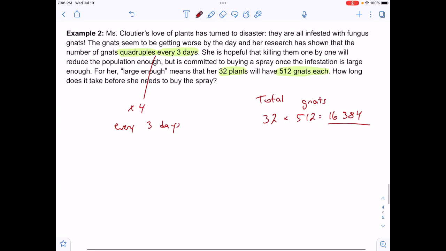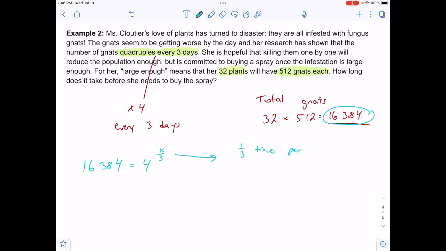Let's set up our equation. We're trying to figure out when the total population is going to hit 16,384. So I take my base, which is 4, because it's being multiplied by 4. But it's happening only every 3 days. And so instead of my exponent being x, my exponent is going to be x divided by 3. Okay? What this means is it's happening 1/3 times per day. Or it takes 3 days for that to cover.